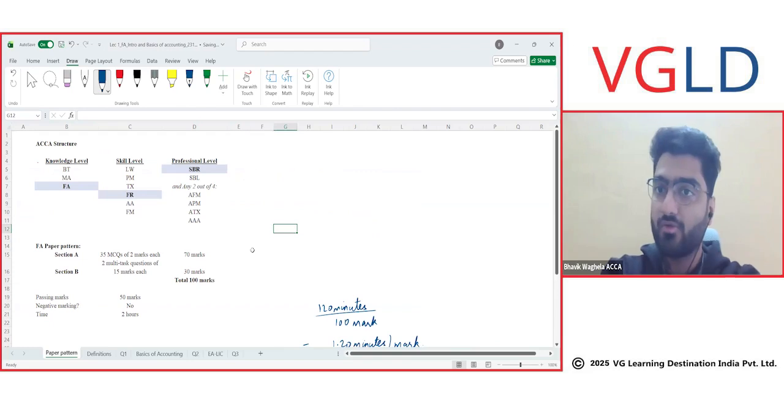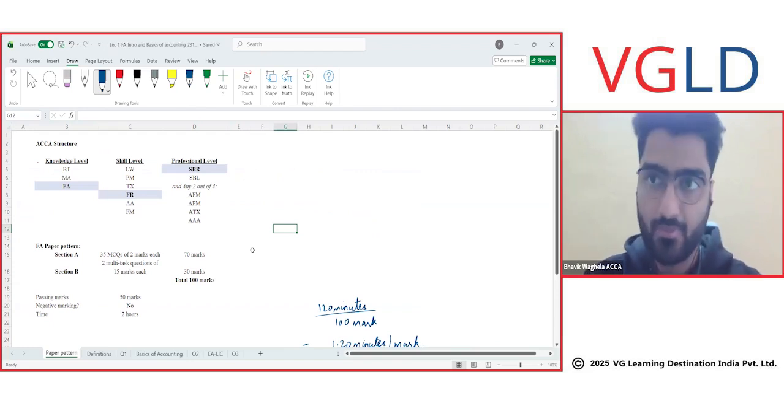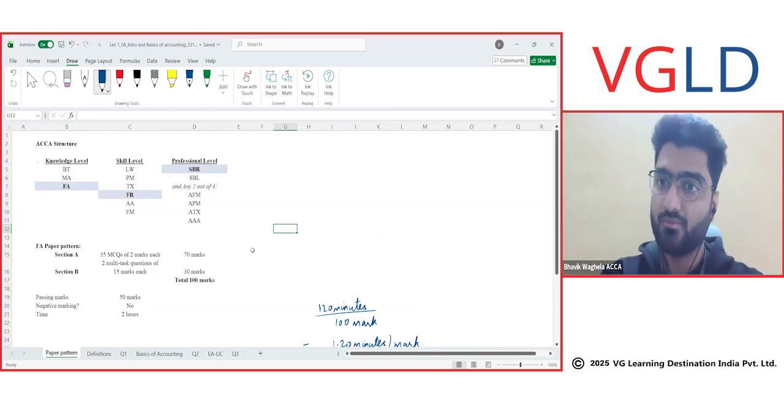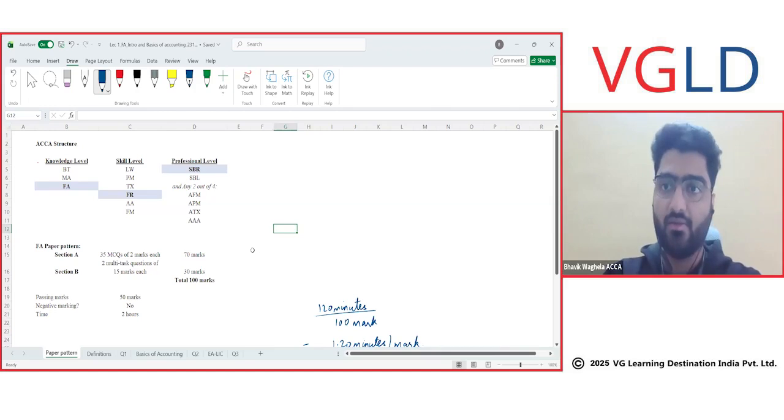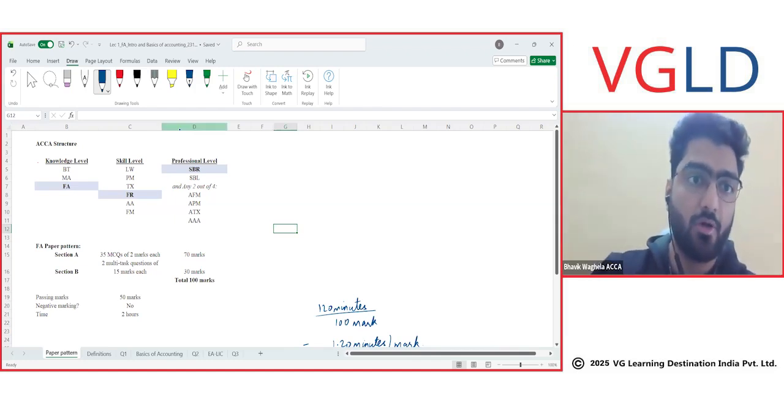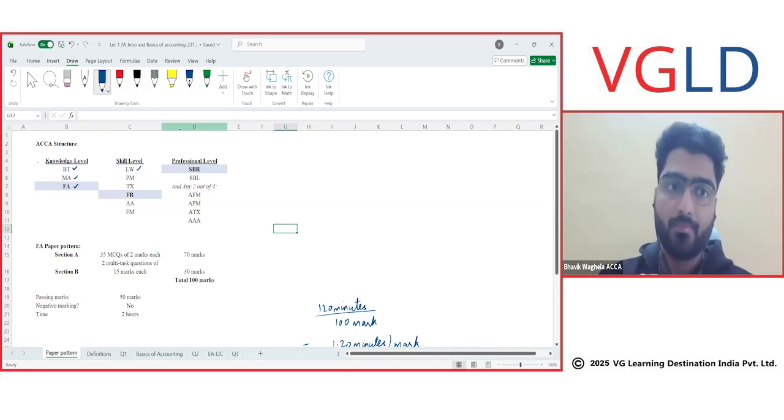Any questions you guys want to ask me about FA paper pattern or something? Anything else you want to ask? So the result will be just after the exam. We can get the result, right? Yes, you will get your result immediately. You click end exam and you will get your result immediately. Okay, sir. Guys, in knowledge level and in the skill level, just for law paper, you get your result immediately. You finish your paper and you get your result.